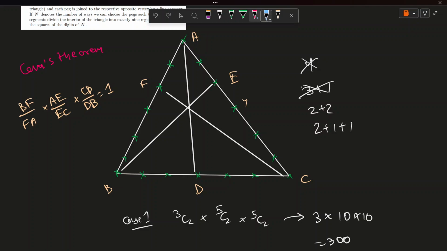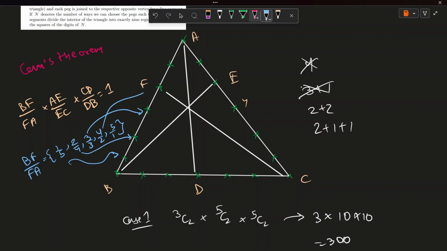To count that, notice what the ratio could be. Suppose we check the ratio BF by FA. BF by FA could only be 1 by 5, or 2 by 4, or 3 by 3, or 4 by 2, or 5 by 1. So 1 by 5 corresponds to this point, 2 by 4 corresponds to this point, 3 by 3 to this point, 4 by 2 to this point, and 5 by 1 to this point. So BF by FA could only be one of these.